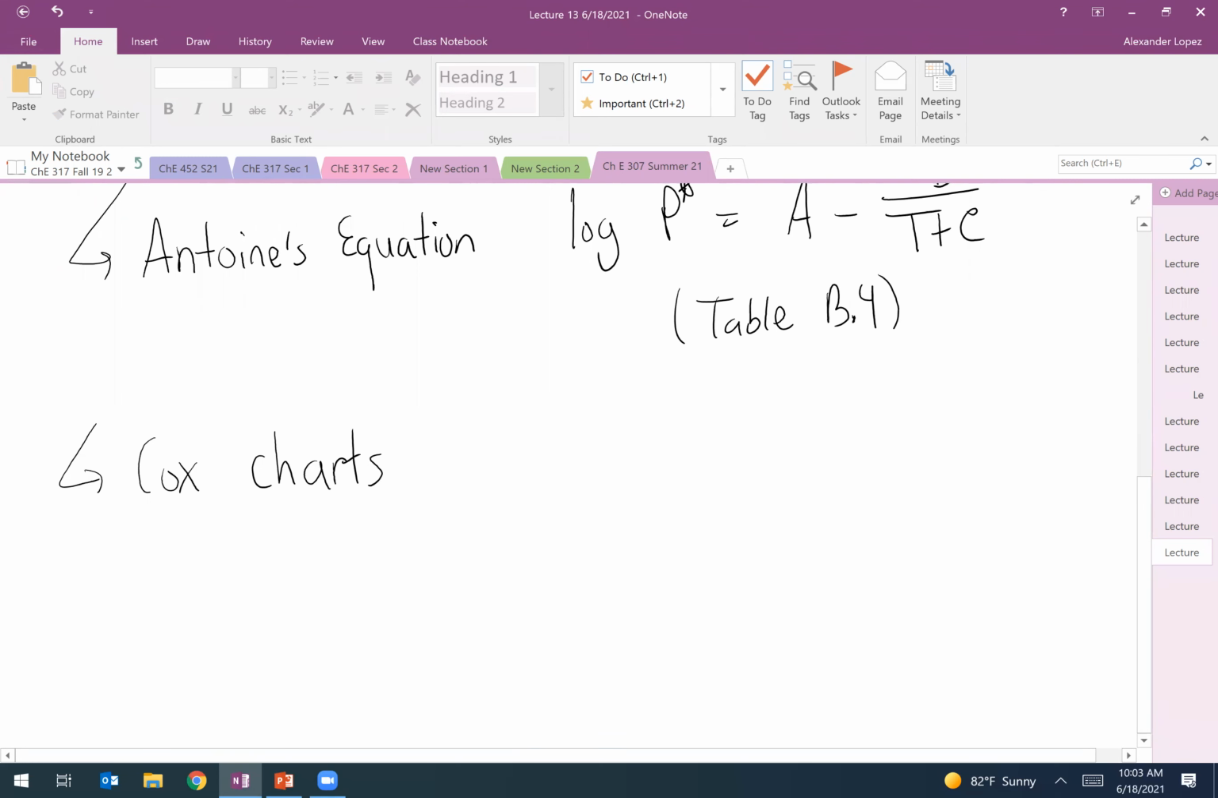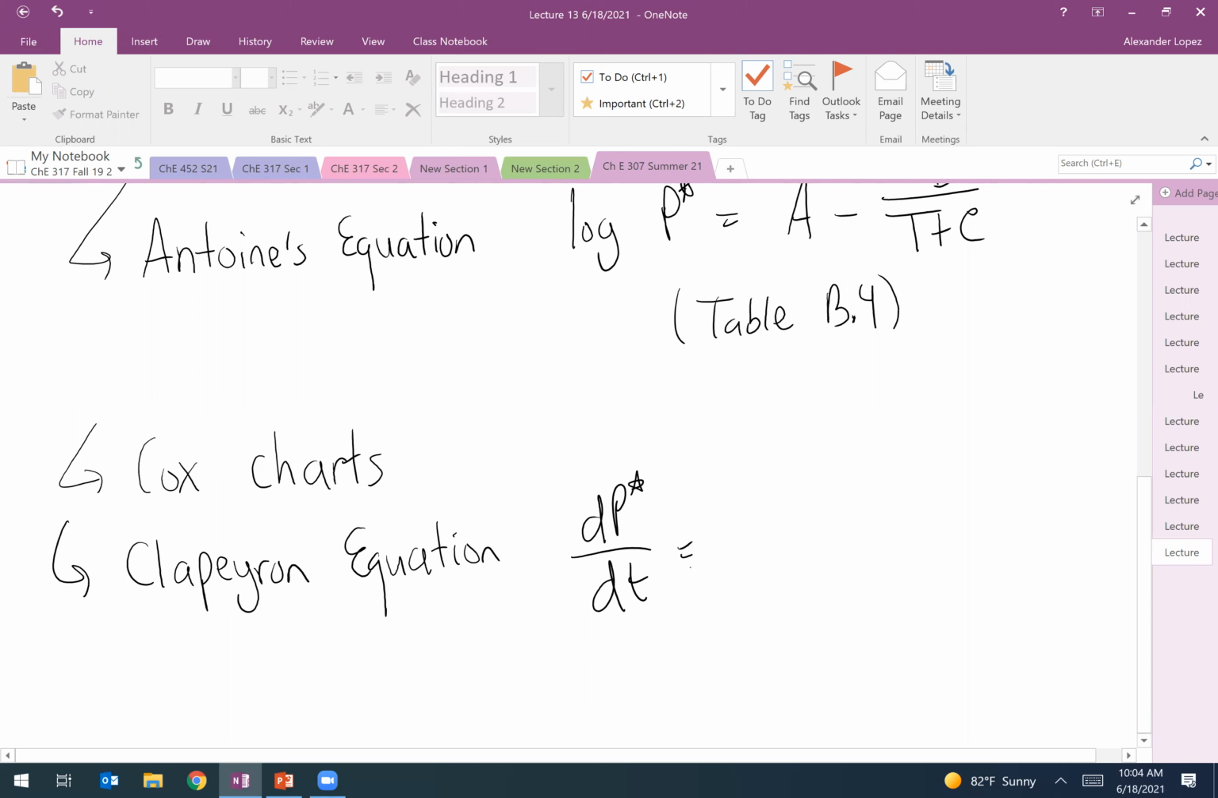We can utilize the Clapeyron equation, which states that dP star dT is equal to negative delta H V, or the latent heat of vaporization, over the absolute temperature times the relative specific molar volumes between the gas and the liquid phase.